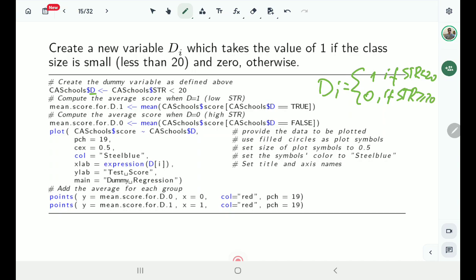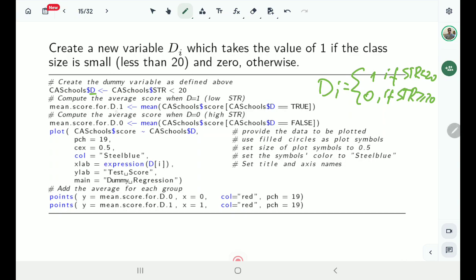So we have some threshold. We say that if the student to teacher ratio is greater than or equal to 20, then we suppose that this class size is large, otherwise the class size is small. Okay, now let's compute the average scores when class size is small and when class sizes are large.